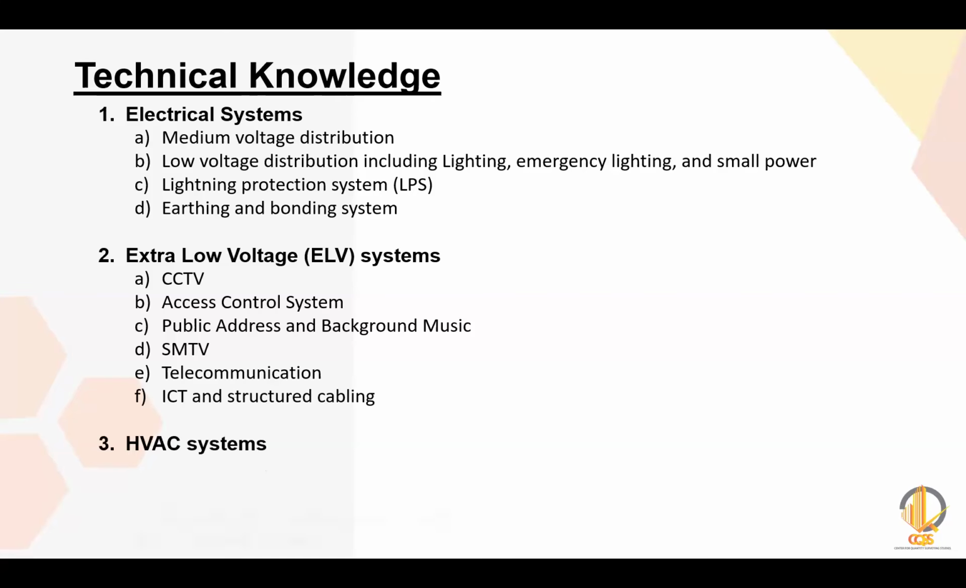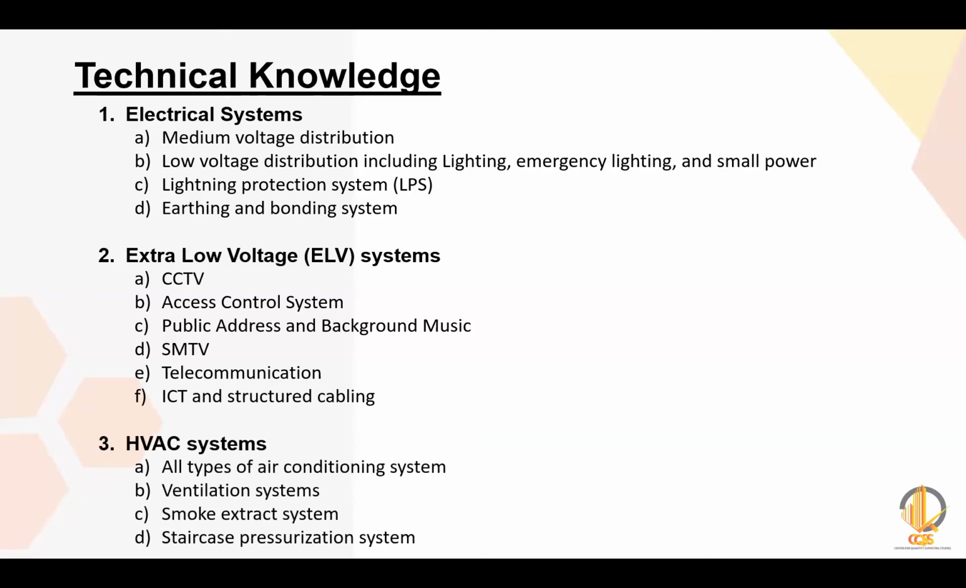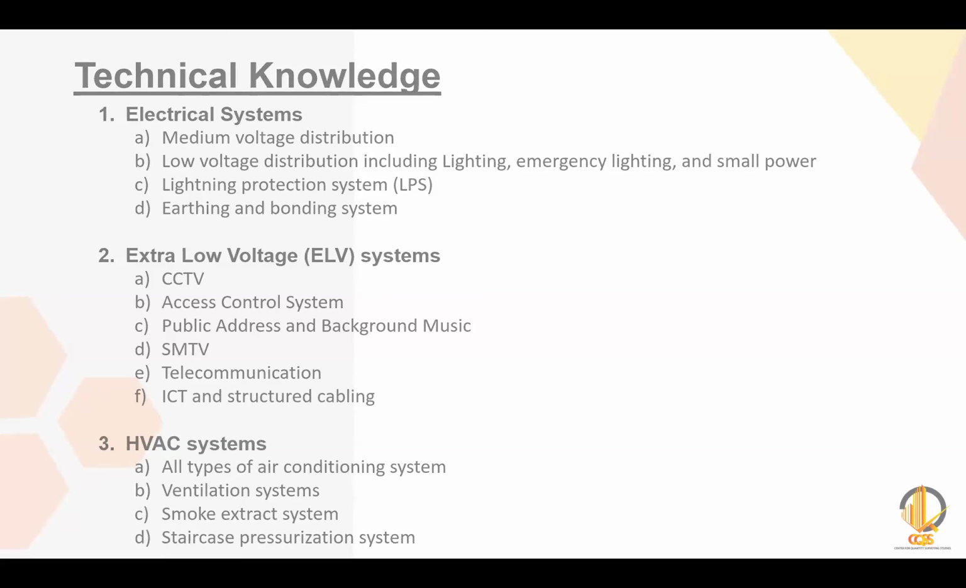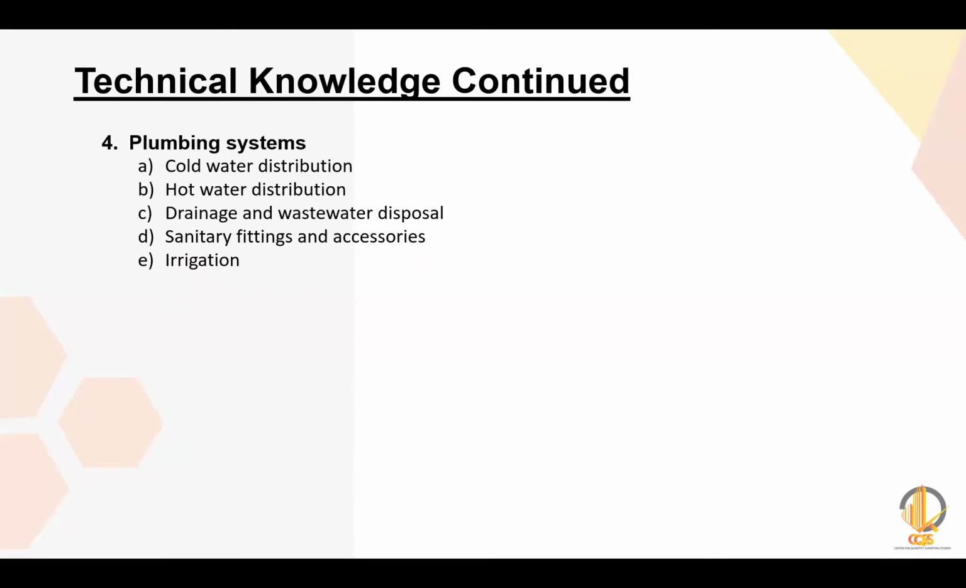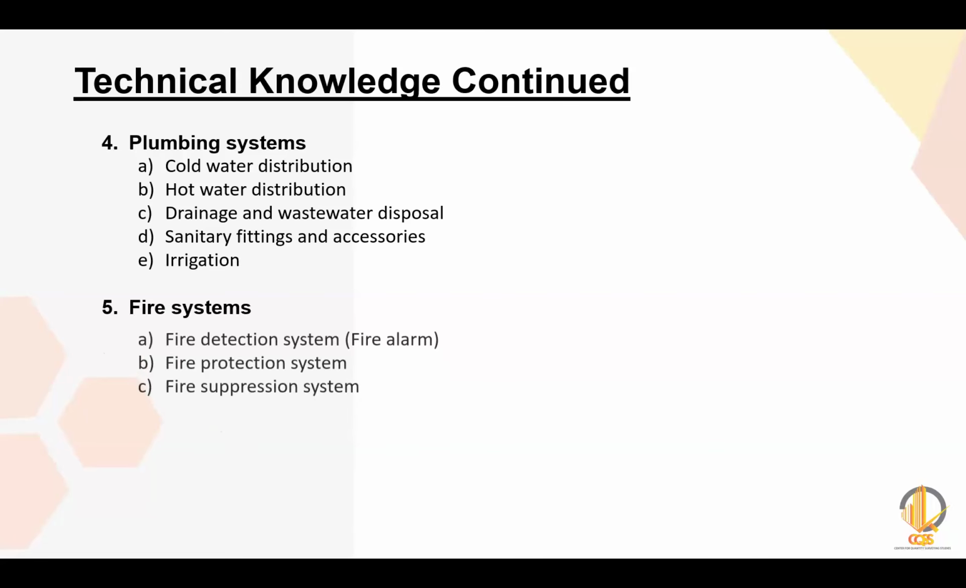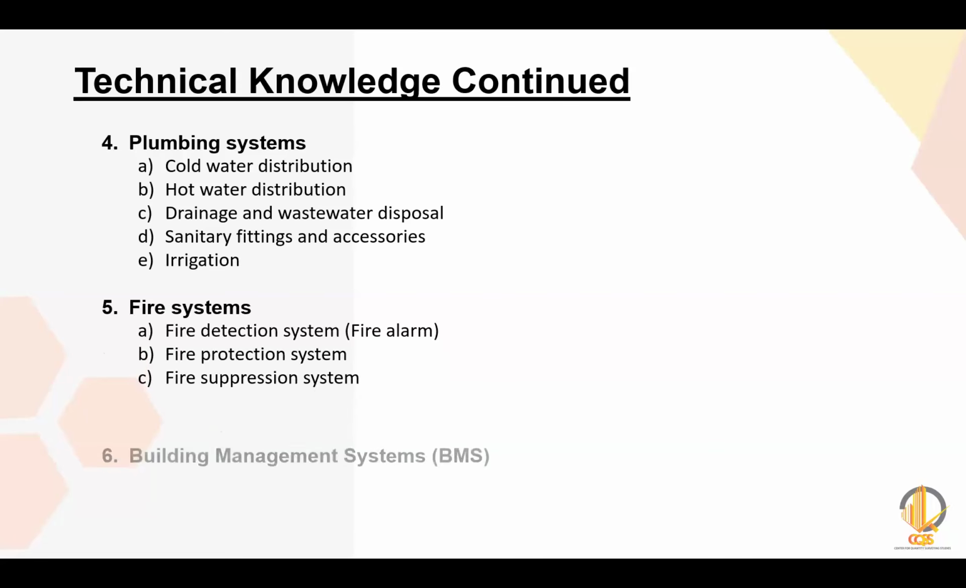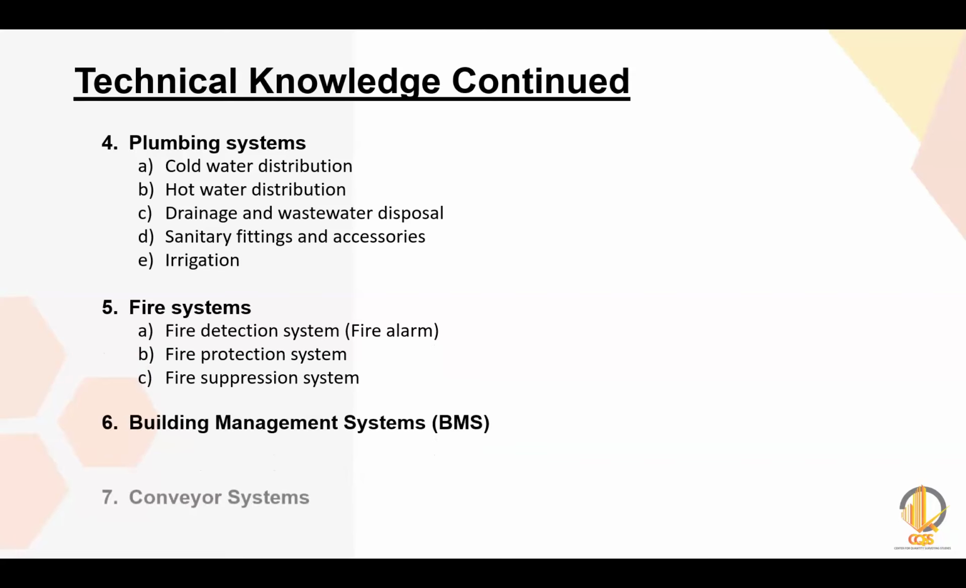Okay, so all HVAC systems, all types of air conditioning system, ventilation system, smoke trap system, staircase pressurization system, and all plumbing systems: cold water, hot water distribution, drainage and wastewater disposal, sanitary fittings and accessories, irrigation. All fire systems: fire detection, fire protection, fire suppression systems, and then finally a building management system as well as conveyor system. So all these systems, let me share my screen again.